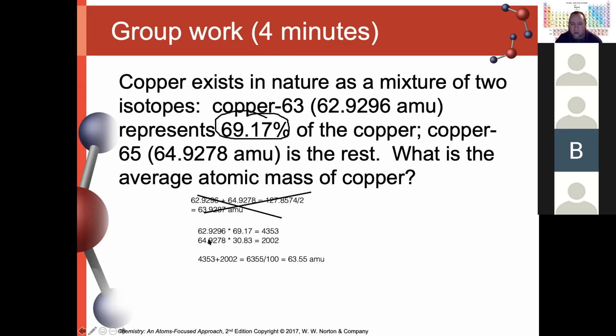So we have to remember that it's a weighted average when we do an average atomic mass. It's not a straight up average. It's not an arithmetic average.